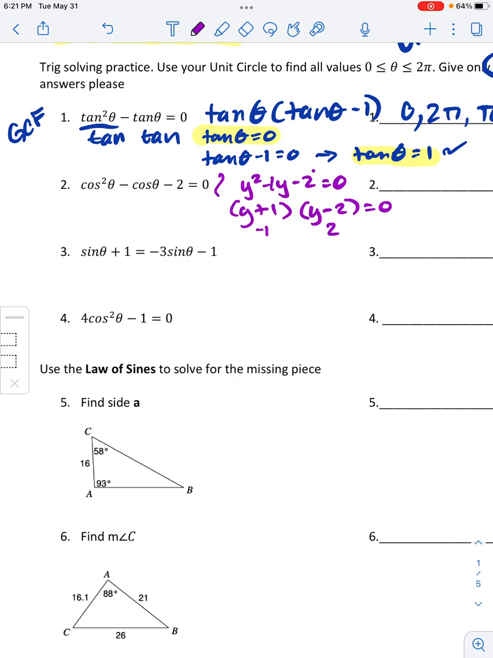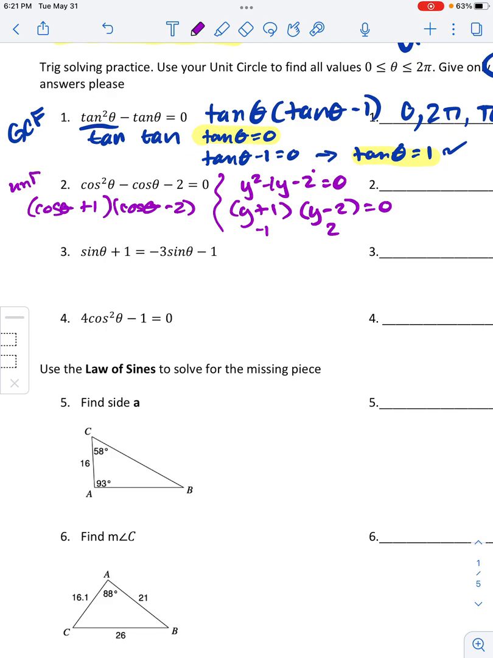So now I'm going to do the same exact thing, except where there were y's, I'm going to have cosines. So I'm going to break this down. Still got equals 0. I either need this, just like when I was factoring over here, or I have a factor of cosine theta minus 2. That's how this factors out.